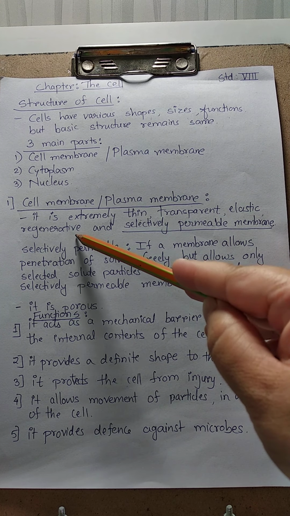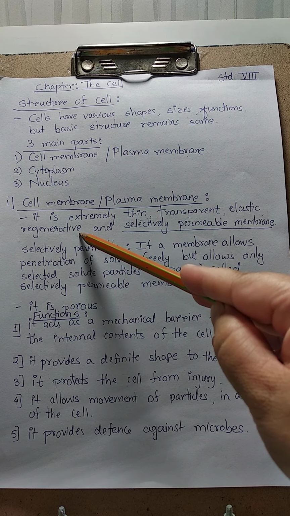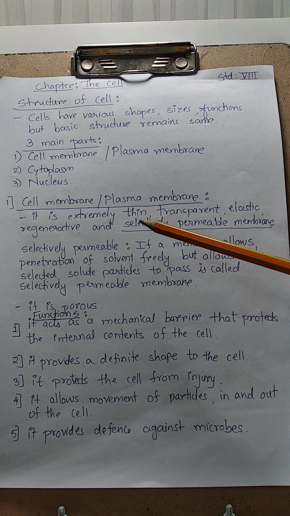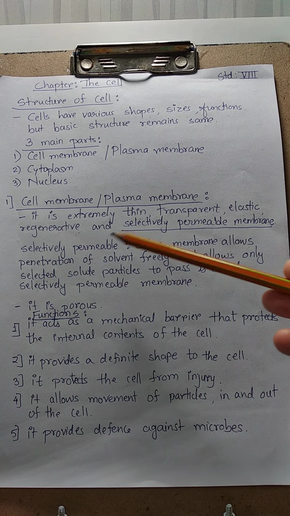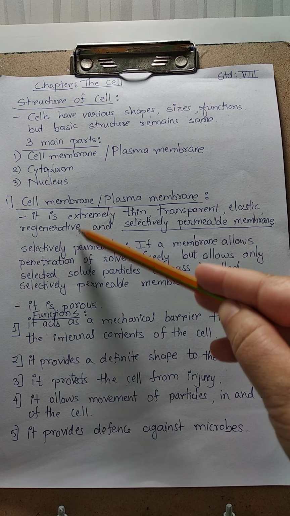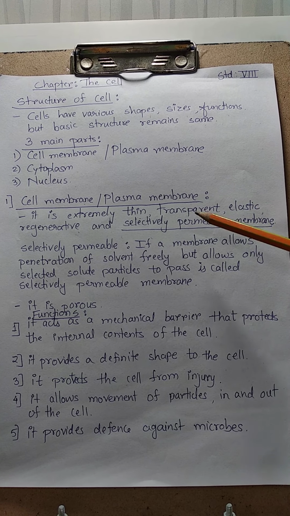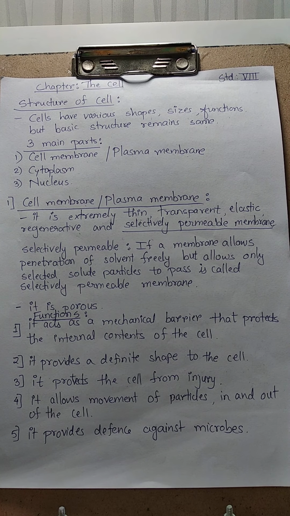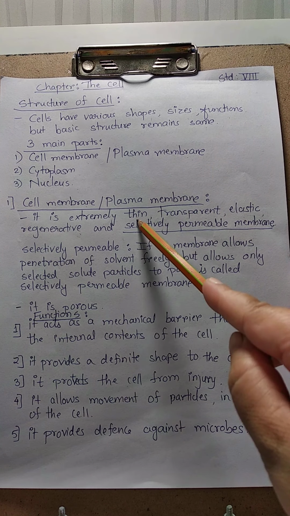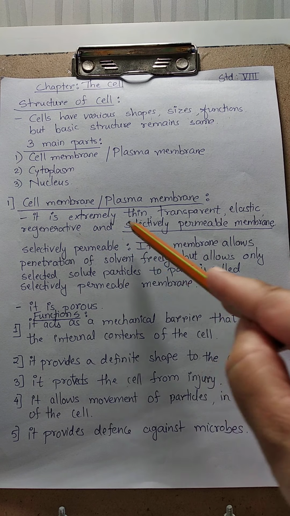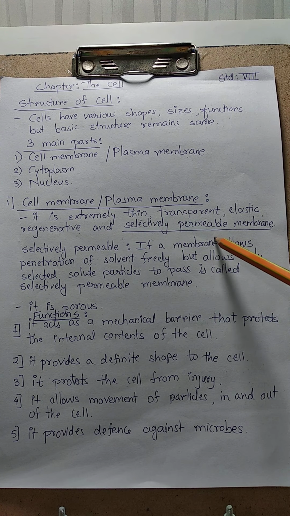मतलब कोई रप्चर हो जाता है या डैमेज हो जाती है तो खुद ही खुद को नए से जनरेट कर सकती है. So that is regenerative and selectively permeable membrane है ये. A very thin elastic regenerative membrane. Now these terms we can understand very easily, but what about this selectively permeable membrane?